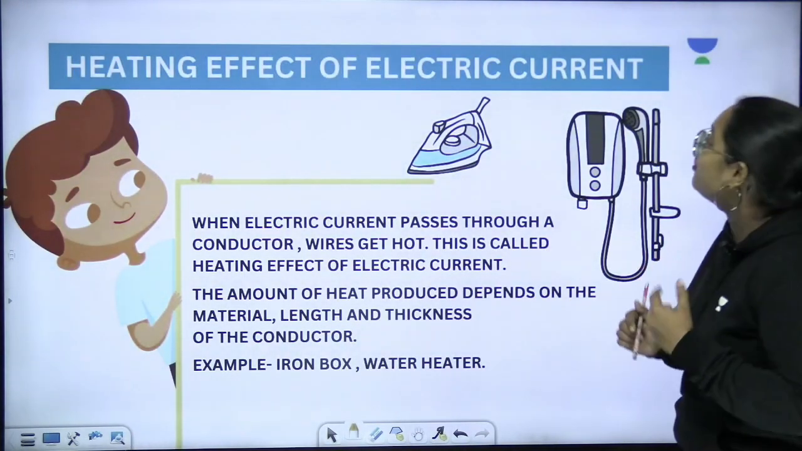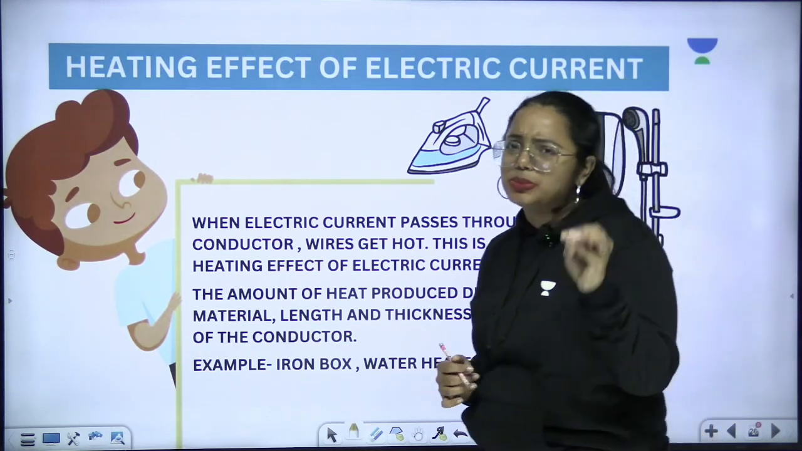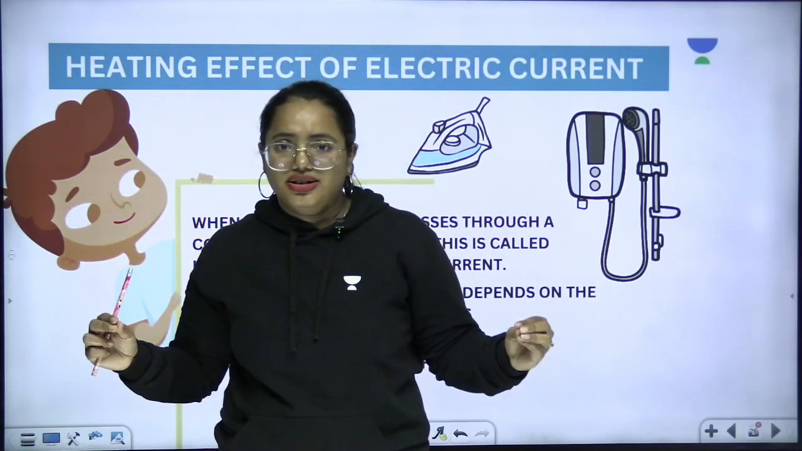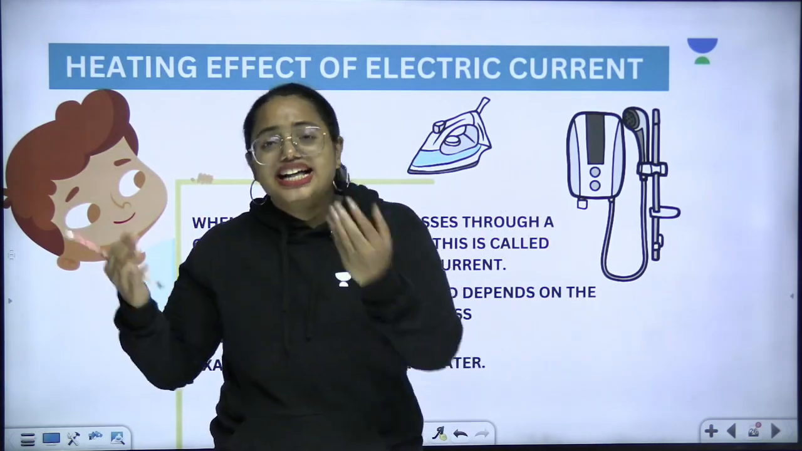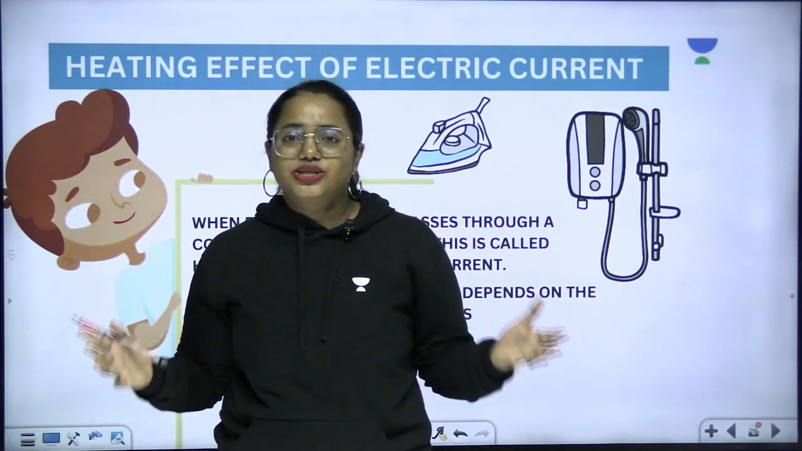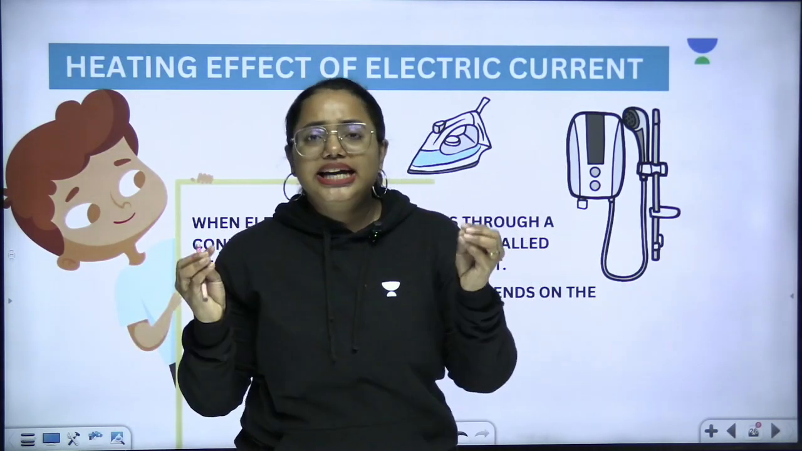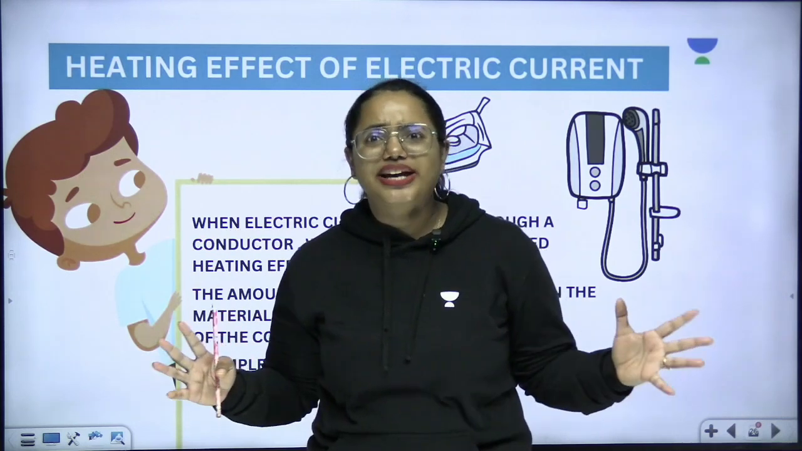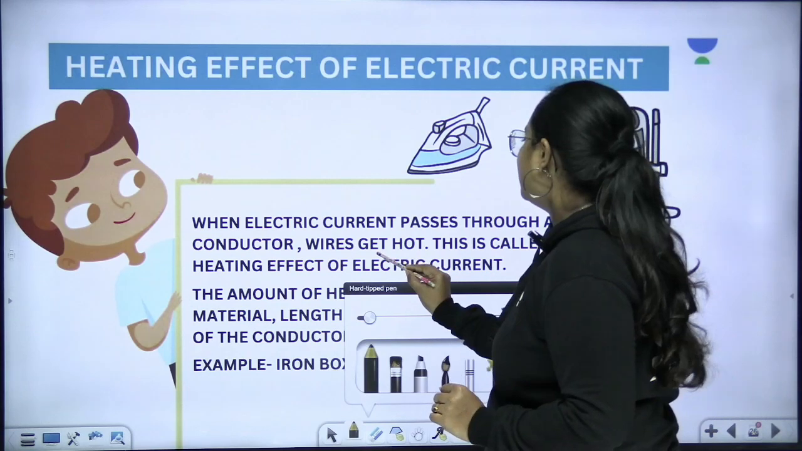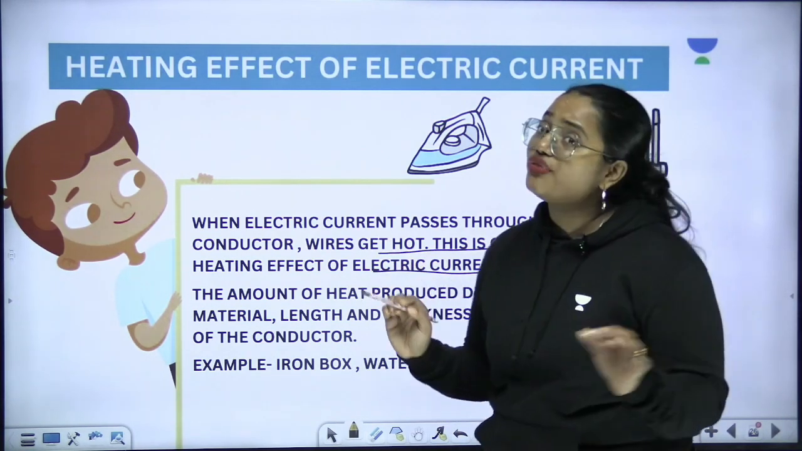It's all about the heating effect of electric current. This has various applications too. So what is meant by heating effect of electric current? When electric current passes through a conductor. So what is meant by conductor? A material that can make electric current pass through. Let's take the example of a metal. Metals are conducting. So when electric current passes through a conductor, it gets heated. This is very simple, right? Yes. So when electric current passes through a conductor, then it gets hot. This is known as the heating effect of electric current.